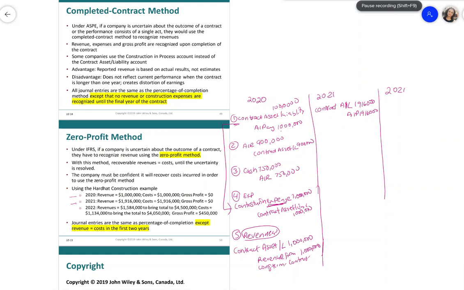And the second entry was for our accounts receivable, and then we have a contract asset / liability, and that one was for your 2.4 million. So let's do that. 2.4 million.